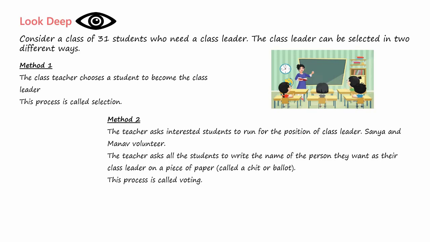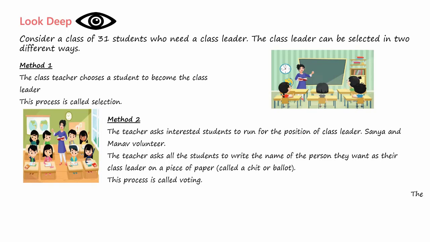The teacher gave slips to all students. Among the 31, 2 stood up. How many are left over? 29. So now she gave papers to all the 29 students and asked them to write the name of the student who they wanted to be a class leader. They were asked to write on the chits the names of whoever they wanted as leader. This process is called voting.